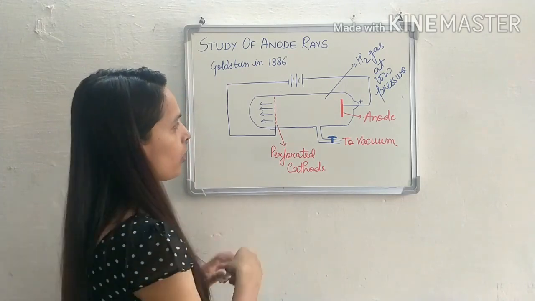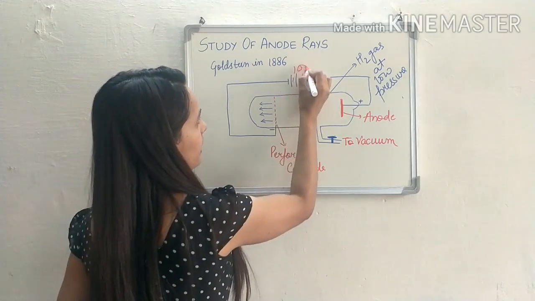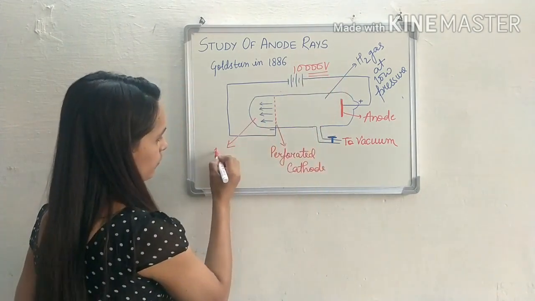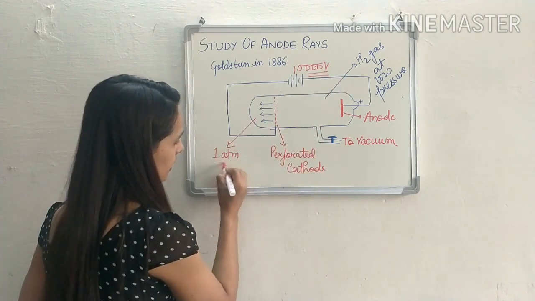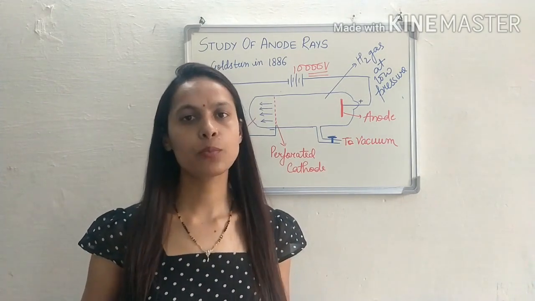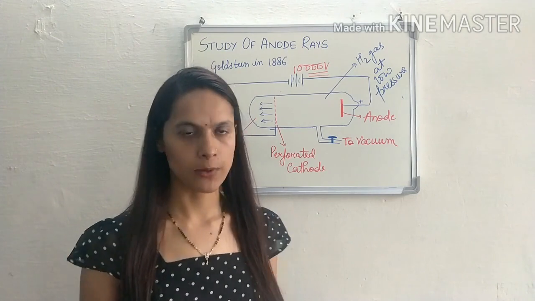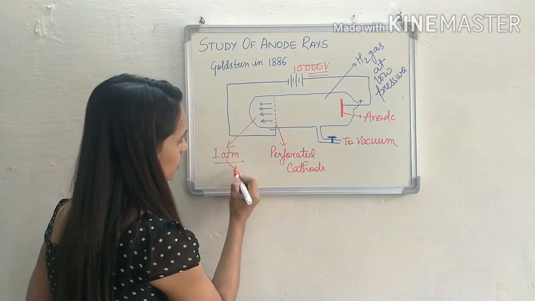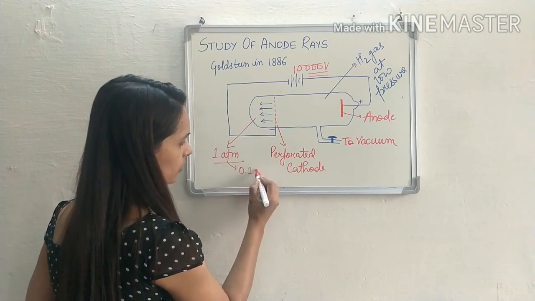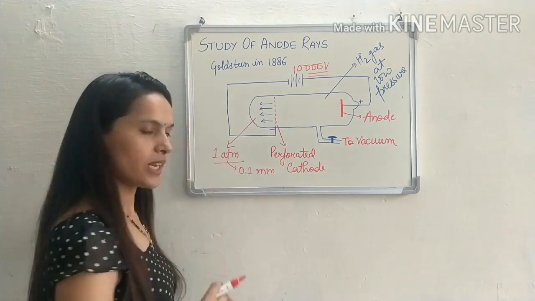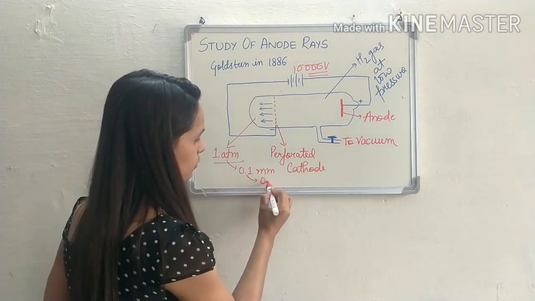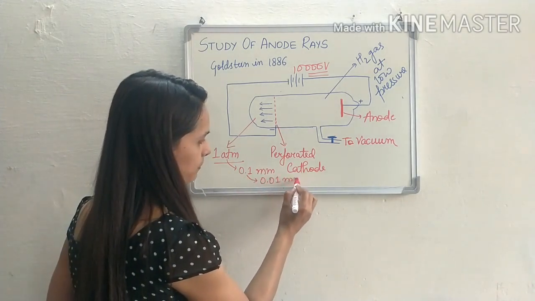Clear? Now, when he supplied a high voltage of 10,000 volts at 1 atm, we all know that at 1 atm no electricity will flow through the discharge tube because gases are poor conductors of electricity. Then he reduced the pressure from 1 atm to 0.1 mm. Then he further reduced this pressure to 0.01 mm.